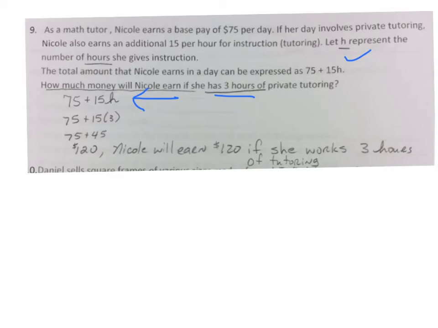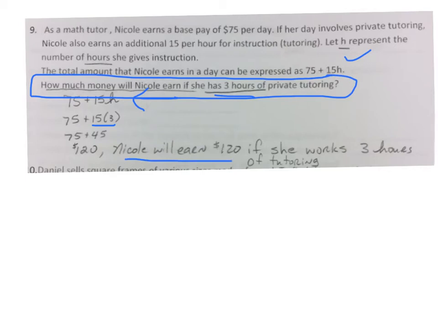So when you plug that 3 in, you do order of operations, which is 3 times 15, which is 45. And then you simply add 75 plus 45. Now, you get $120. But I want to reflect it in the context of the problem, okay? So notice what I did. Nicole will earn $120 if she works 3 hours of tutoring. Make sure you always refer back to the original question.